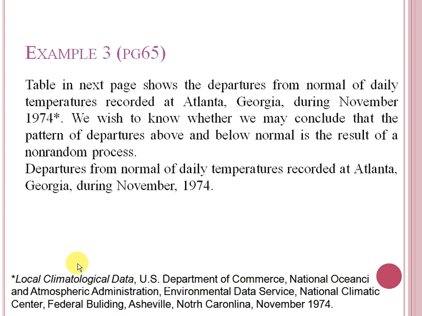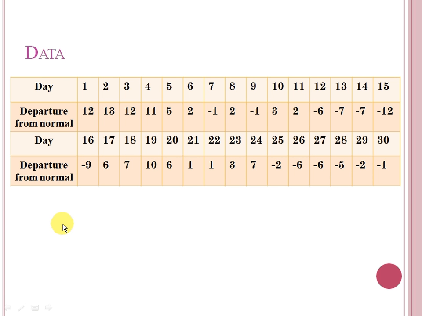So we look at the third example. This example is from the Daniel textbook. The table on the next page shows the departure from normal of daily temperature recorded at this station during November 1974. We wish to know whether we may conclude that the pattern of departure above and below normal is the result of a non-random process.